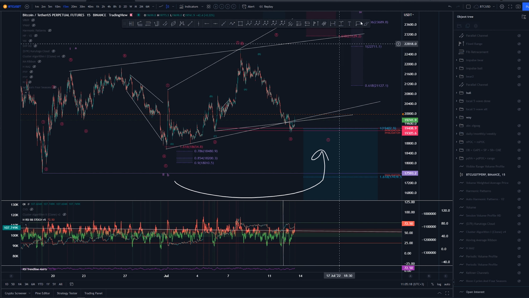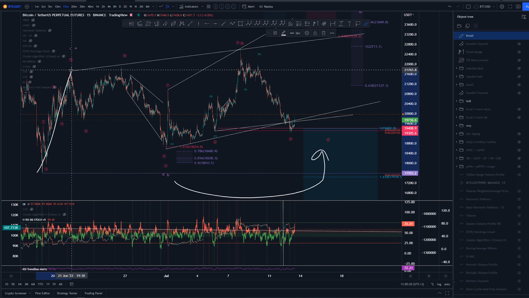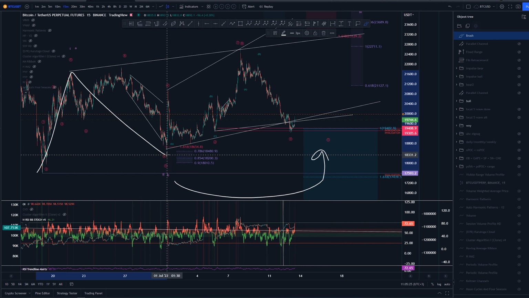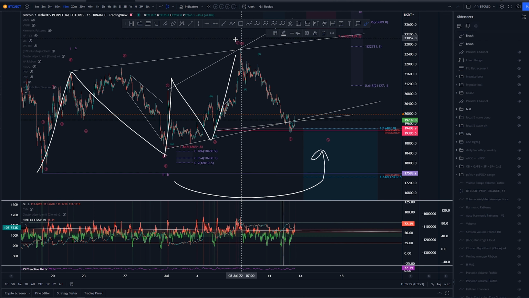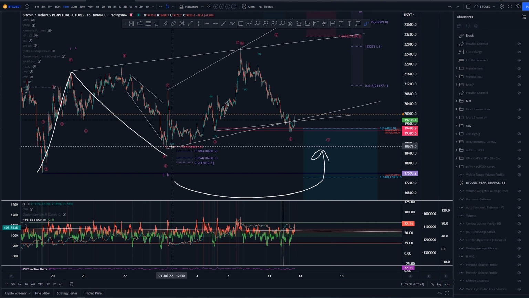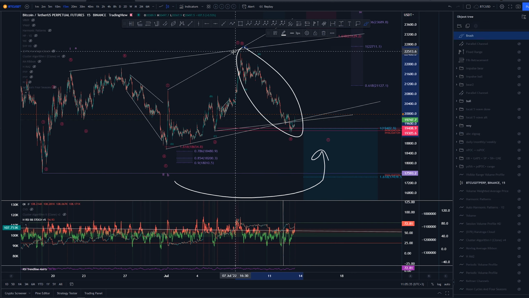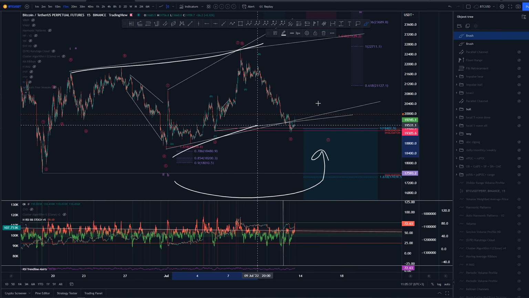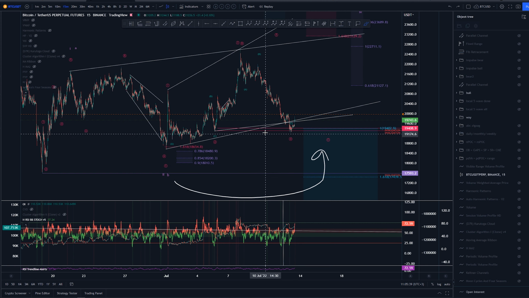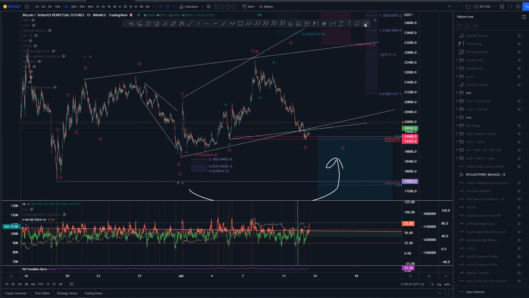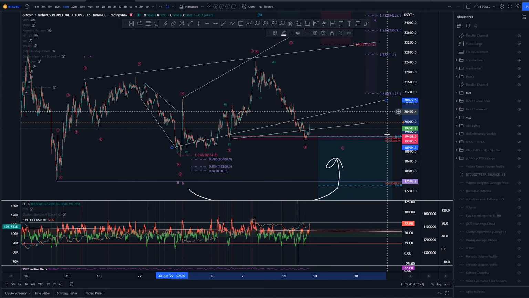The other idea overall was that we had this as a 1, then this as a 2, and then moving higher as an ABC into third. That idea is invalidated as well, as this structure here and this overall structure, what we were looking at was a contracting diagonal, which is these trend lines here.